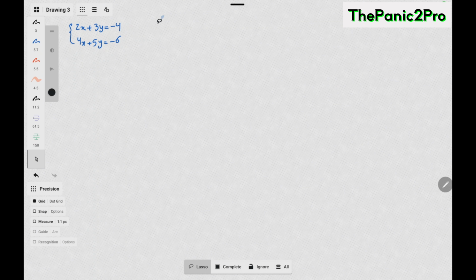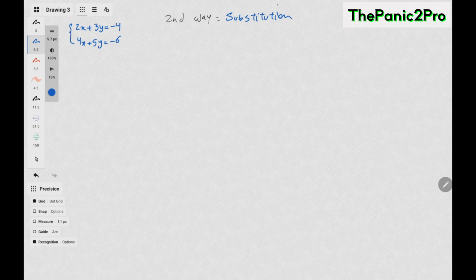Now let's talk about the second way of solving the system of equations. Remember, we have 3 ways normally, right? First was graphing. Second is substitution. And what does it mean? It means to substitute something into something else, right? If you look at here, we have x and y, right? If we can get everything based on x or based on y, what would happen? That would be easier to solve the linear equation, right?